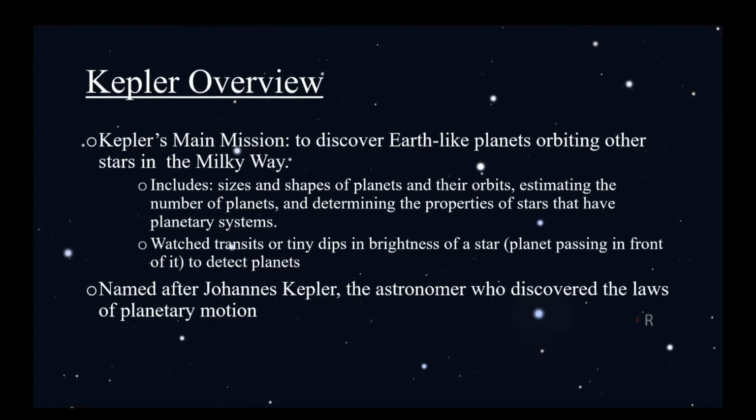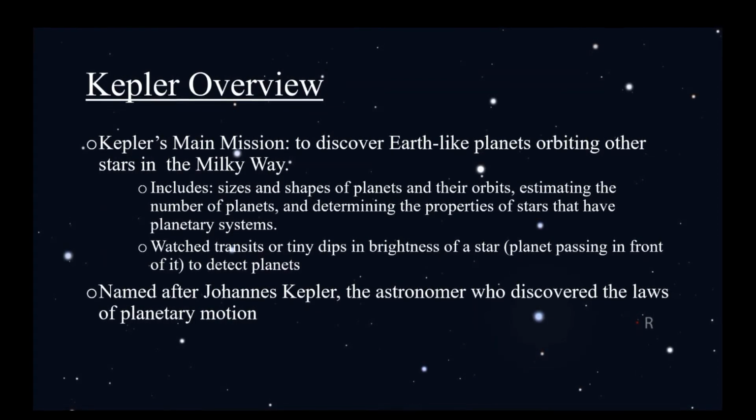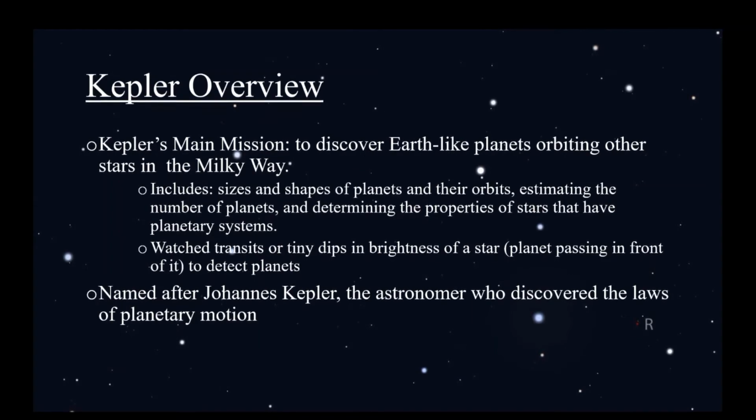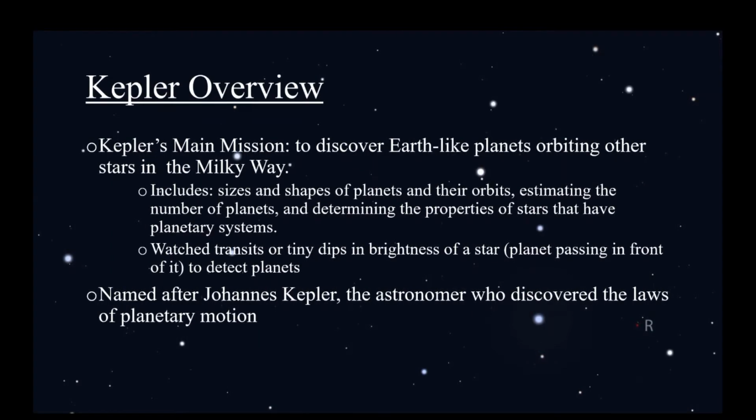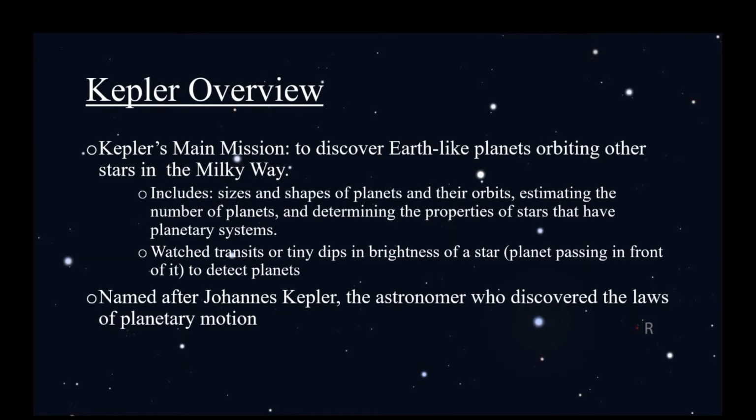The Kepler mission searched for these planets by watching transits, or tiny dips in the brightness of a star. This was used to detect the planets because this showed a planet passing in front of the star. The Kepler mission is also named after Johannes Kepler, the astronomer who discovered the laws of planetary motion.